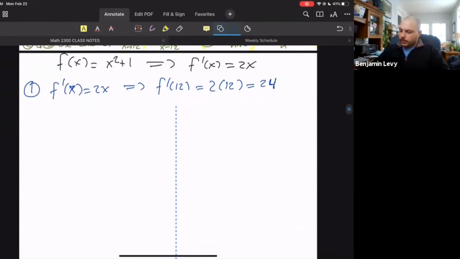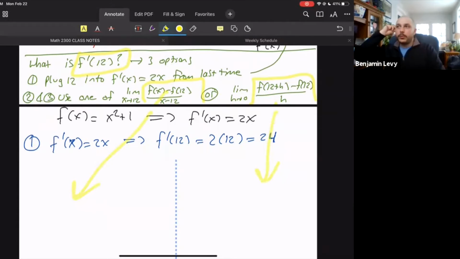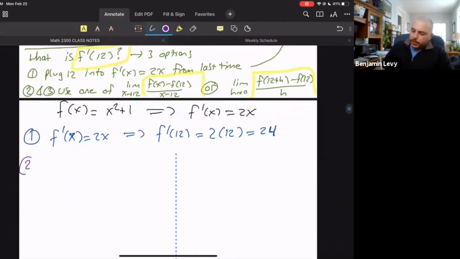Okay. So let's do options 2 and 3 right here. So option 2, we're going to do this one down here is sort of the idea. And then we're going to do this one over here. Okay. So the second option would be this limit.